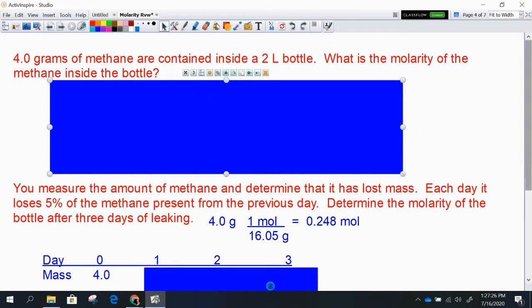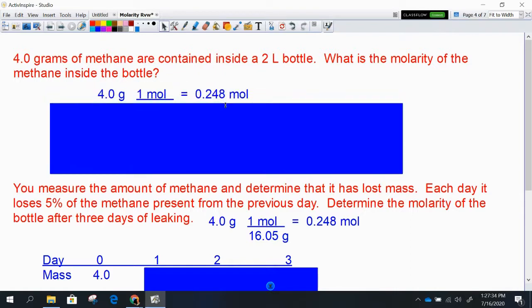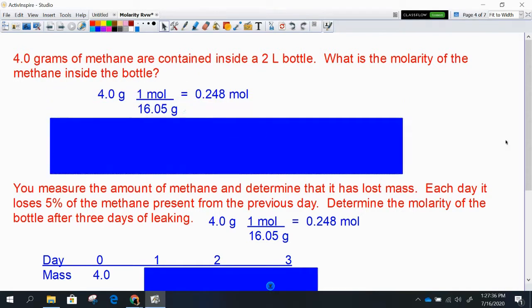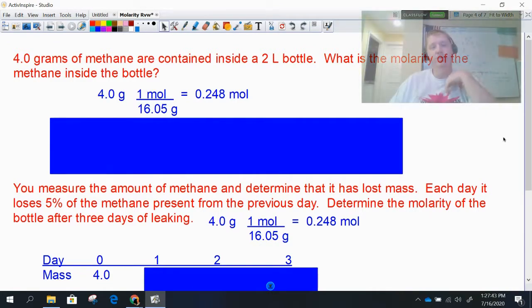This is grams, and we're looking for molarities. What should we do first? Should probably change the grams to moles. Yeah, that's a good idea. Let's see if I did that. I did that, yes. I used dimensional analysis. I said 4 grams times 1 mole over 16.05 grams.